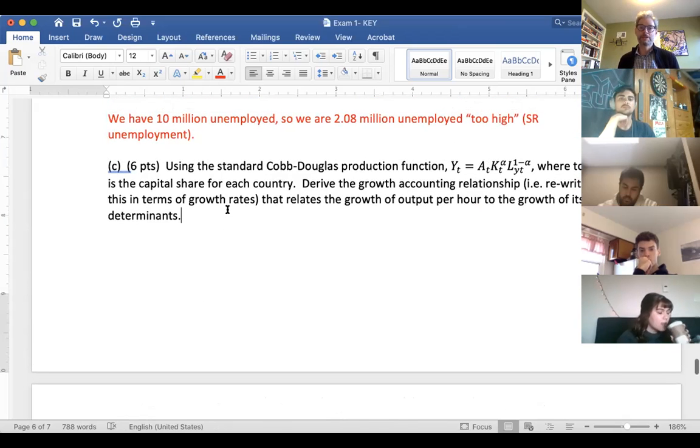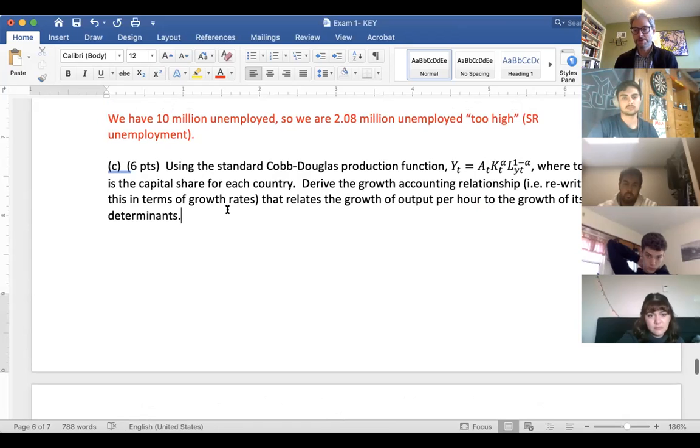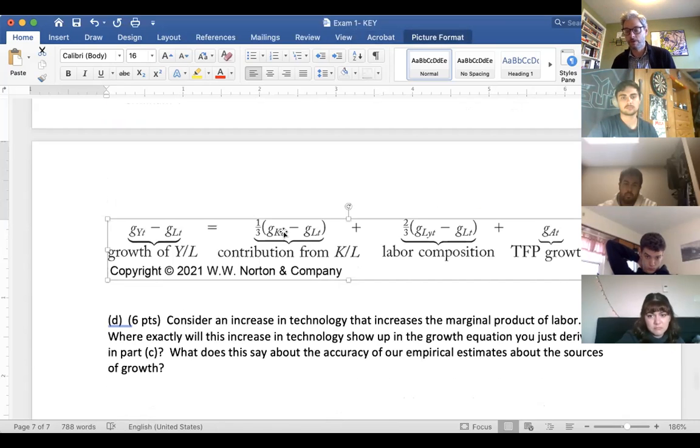Use the standard Cobb-Douglas production function, derive the growth accounting relationship. Once again, I'm kind of sorry I asked this question, because once I started grading it, I realized that most of you could not derive this because it means putting in multiple steps. And that was hard for some of you who only just type things. So if you presented this equation or a realistic version of this equation, I gave you full credit for it. This is what we talked about from lecture in chapter 6, the growth accounting equation.